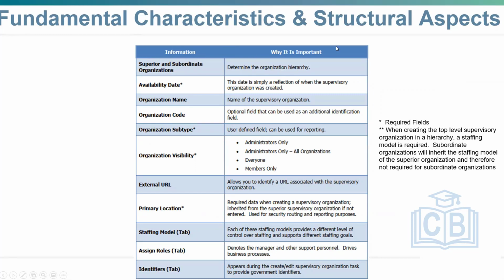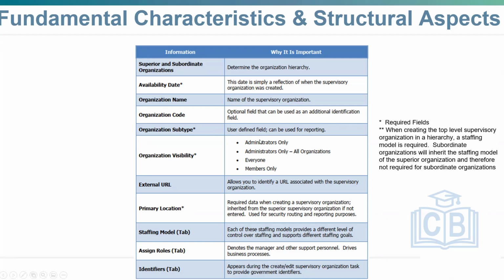So some of the fundamental characteristics and structural aspects of organizations. Superior and subordinate organization, we've used this term again and again. This determines the organizational hierarchy. Availability date, where we put the availability date when we are editing an organization or making changes, is simply a reflection of when the supervisory organization was created. The name is the name of the organization. The code is an optional field that can be used as an additional identification field. The organizational subtypes can be user defined, or we can use team, division, group, department as a hierarchy.